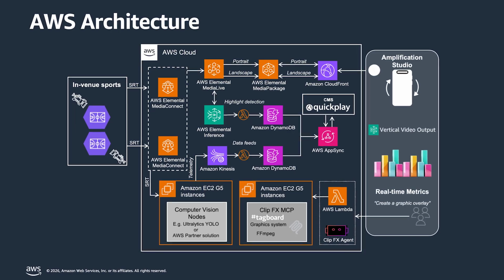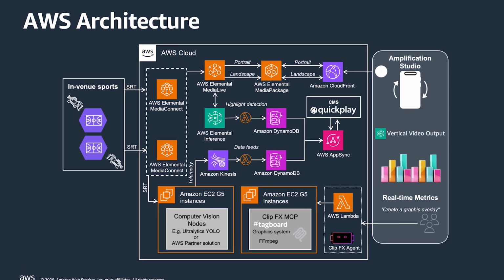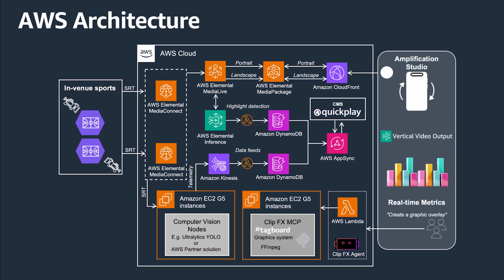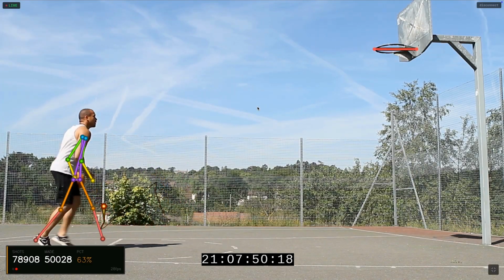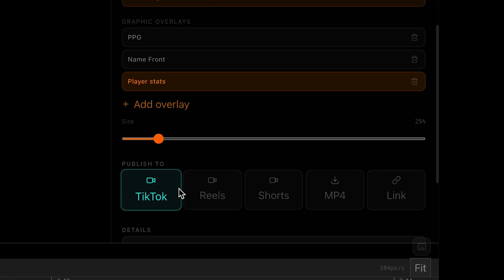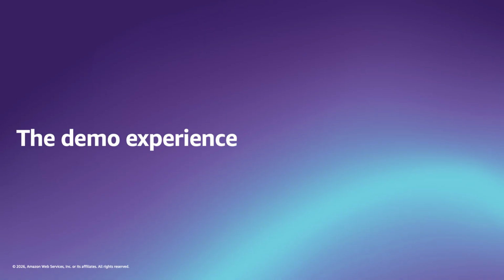So what we'll be showing is how AWS services, together with partner solutions from QuickPlay, Tagboard, and Tile Media, make it possible to go from live action to publish-ready content without that post-production delay. Now, how about we look at it in action?